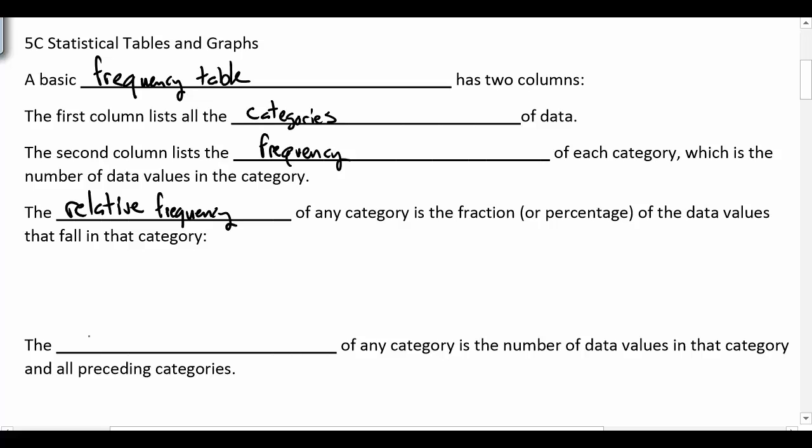The cumulative frequency, so let me write this word out, then we'll define it. So cumulative frequency of any category is the number of data values in that category and all preceding categories. So it accumulates numbers. We start with how many numbers show up in the first category, and then we add to it how many show up in the second category, and proceed from there.